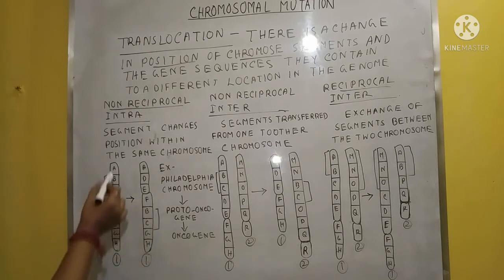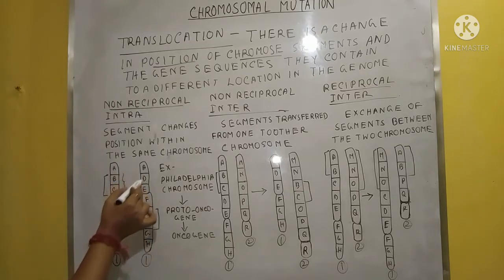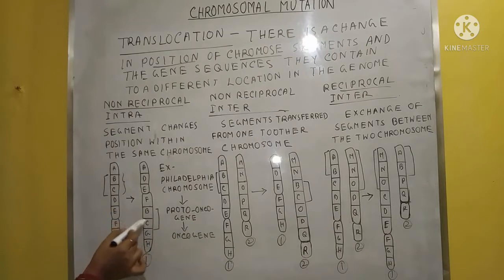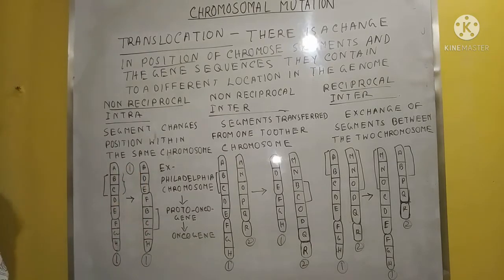Okay, you see here A, B, C, D, E, F, G, H, and here this changes its position. BC changes its position. Here in the lower, it transfers to the lower chromatid part. Okay, and here A, D, E only are present, and here the BC is present. Clear? So this is the non-reciprocal intra-change.